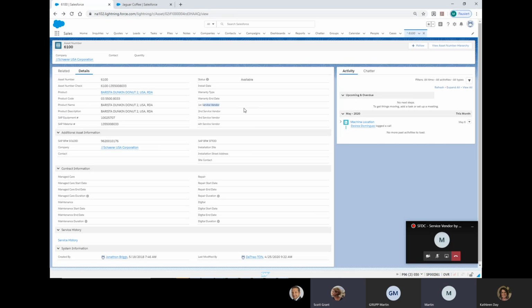So the flow is, we define a territory. We identify the assets in that territory, and we populate the first or second service vendor on the asset. Yes, or no? Yes. Okay. Correct. Good.